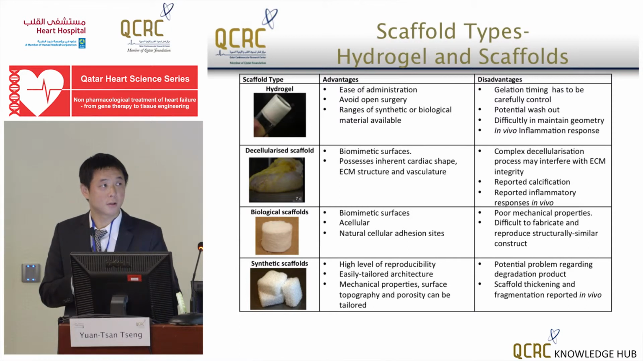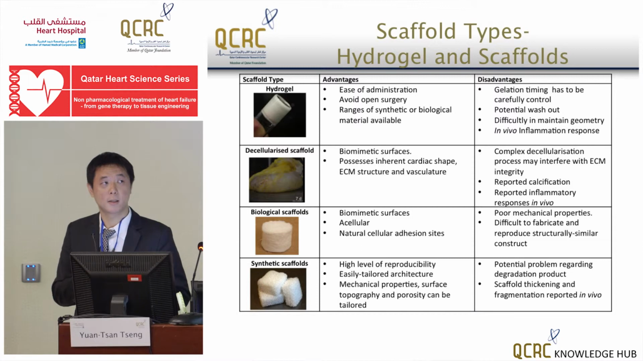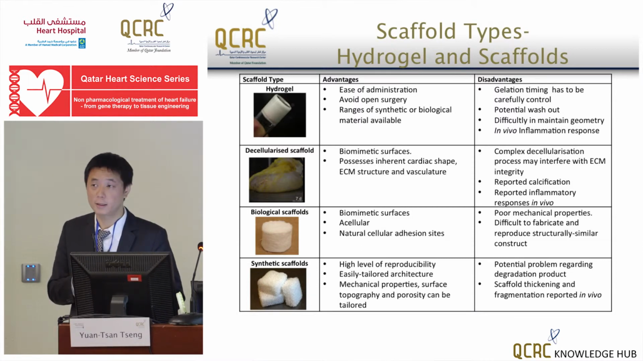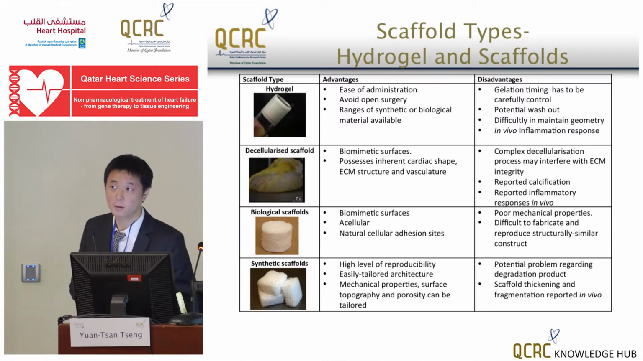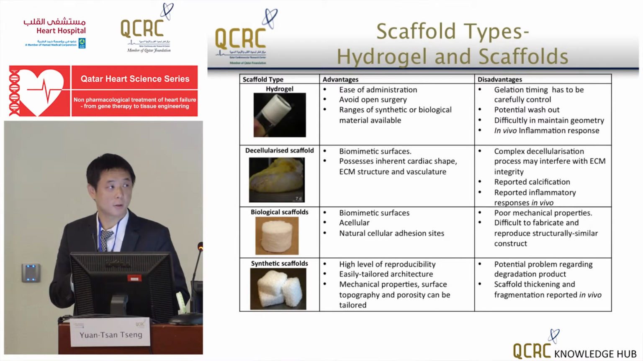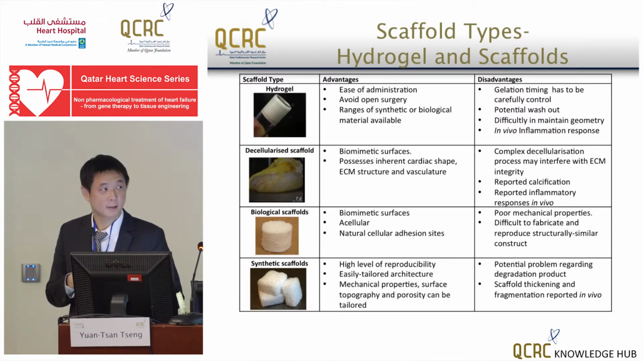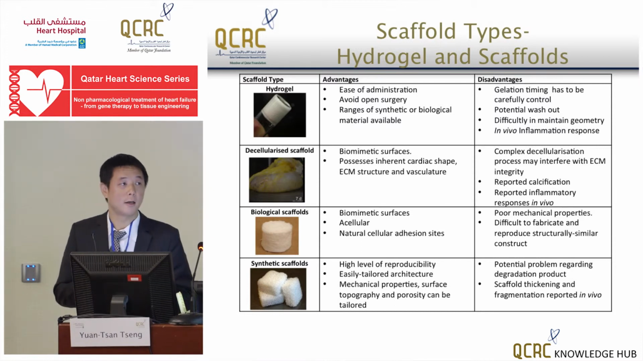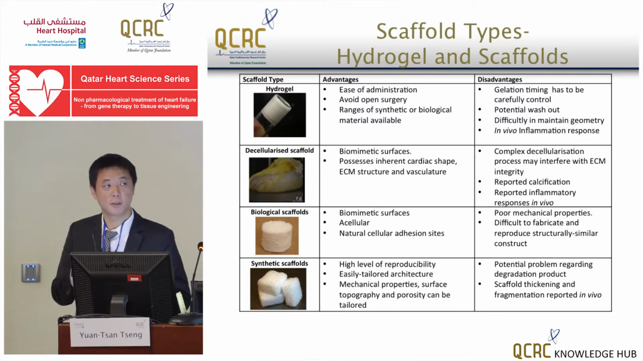Decellularized scaffold is really good because it actually maintains ECM structure and vasculature. But the complications in the decellularization process generally affect the ECM integrity. And maybe there's some incomplete wash as well, so you may get cell debris, which some people believe causes inflammatory responses or leads to calcification as well. And biological scaffolds are generally very good in biomimetic surface, and there are no cells existing. But the problem of poor mechanical properties is often associated with this type of polymer.